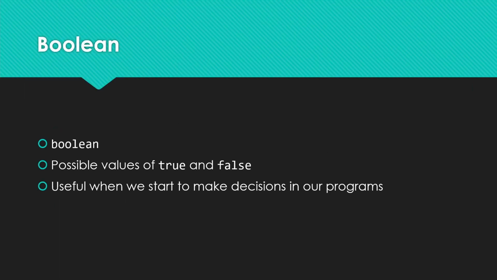Our last type is the boolean type, which is spelled boolean lowercase. It has 2 possible values, which are true and false. This we'll see quite a bit when we move on to making decisions in our programs.